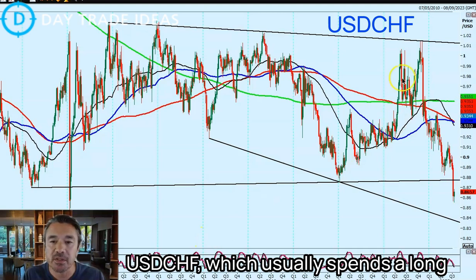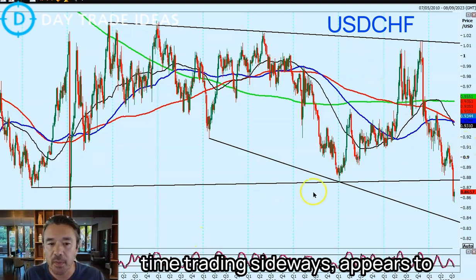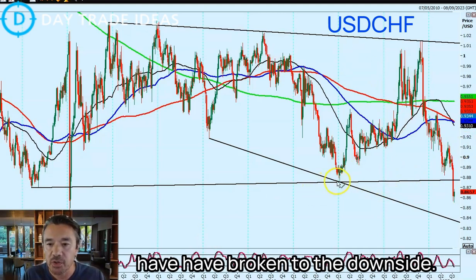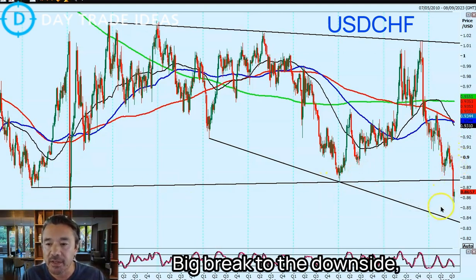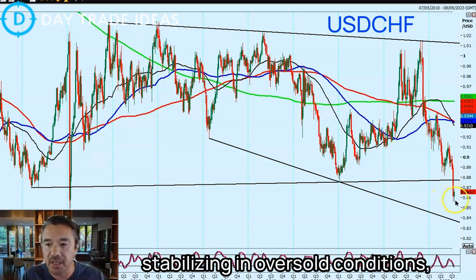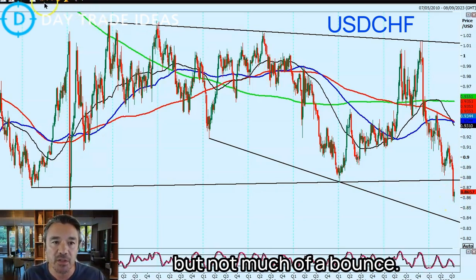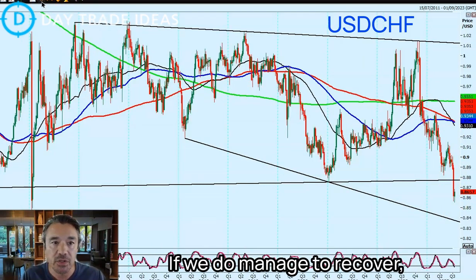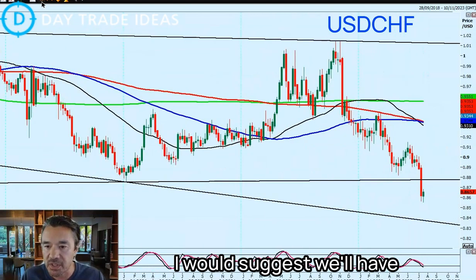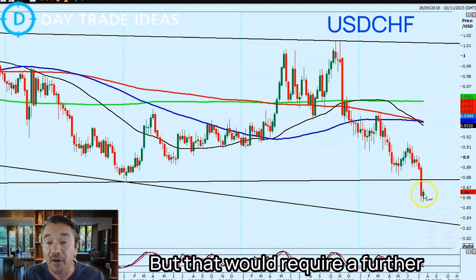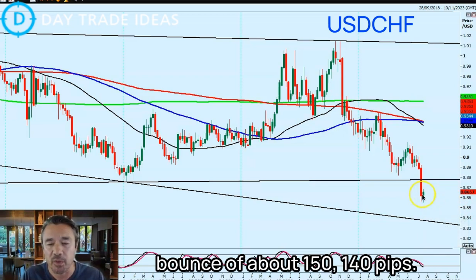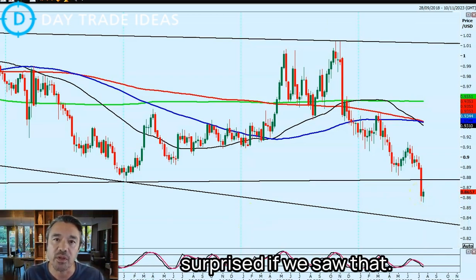Swiss, which usually spends a long time trading sideways, appears to have broken to the downside. I talked about this last week as well. There's your trend line. Big break to the downside, stabilizing in oversold conditions, but not much of a bounce. If we do manage to recover, I would suggest we'll have resistance in the 87.75, 87.95 area, but that would require a further bounce of about 140 pips. I really would be surprised if we saw that.